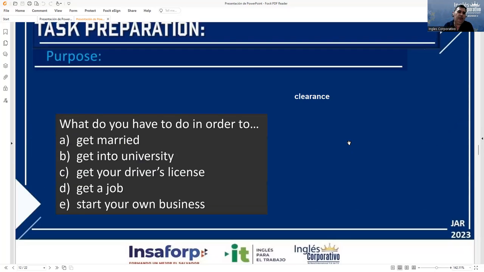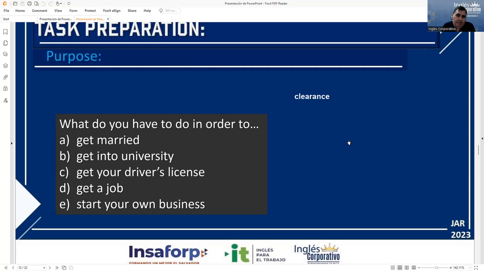What do you have to do in order to get married? You have to find a girlfriend. You have to convince her to marry you. You have to promise that you will marry her. You have to engage or get engaged with her. Okay. And then you have to reserve a church.